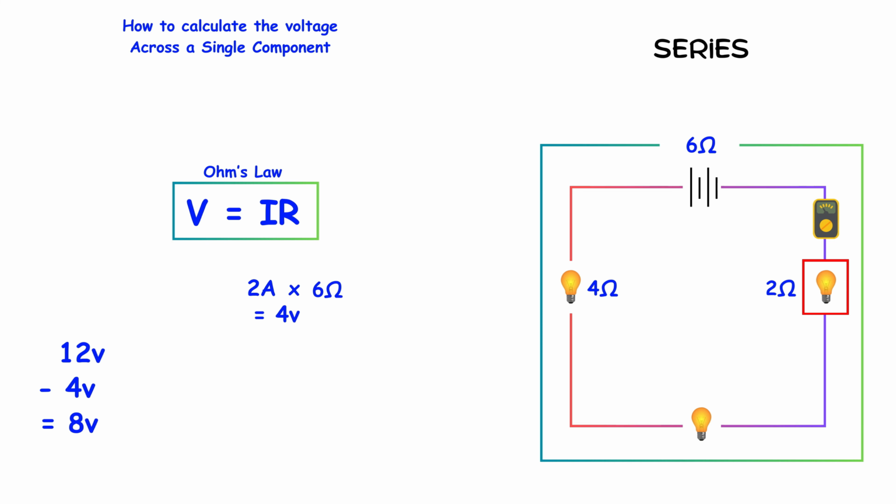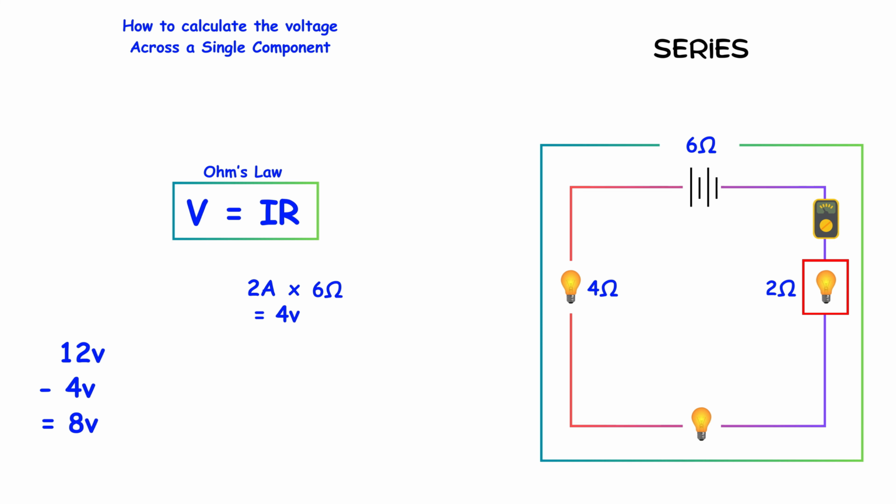With that total resistance and our 12-volt battery, we can calculate the current using Ohm's law. 12 volts divided by 6 ohms gives a current of 2 amps. Keep in mind that ammeters generally have such tiny resistance that we can ignore them in calculations, which is why we haven't factored them in.